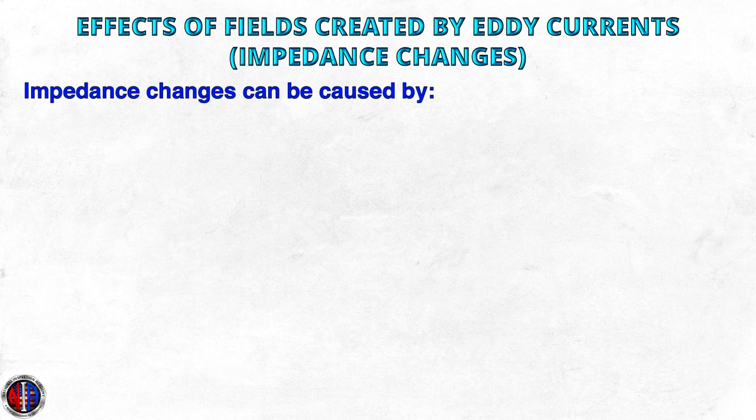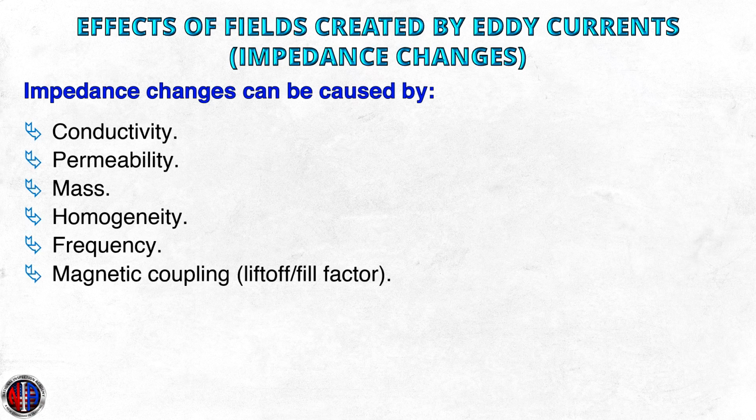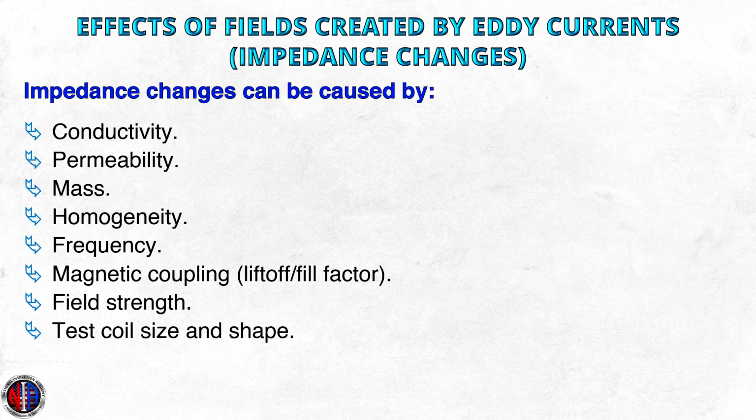Impedance changes can be caused by numerous factors within the part, including conductivity, permeability, mass, homogeneity, frequency, magnetic coupling, meaning the lift-off or fill factor, field strength, and test coil size and shape.